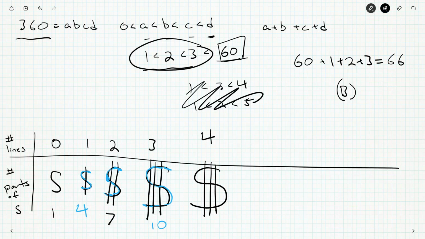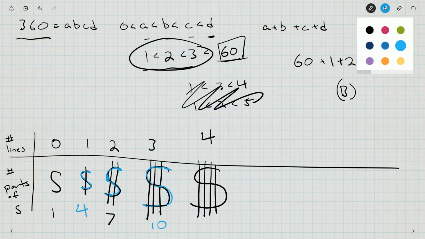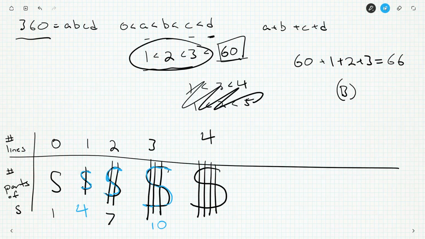I'm making my S's a little fatter just so I can fit in the lines, but it's still hopefully visible to you unless you're looking at this on a very low resolution monitor. 1, 2, 3, 4, 5 segments. 6, 7, 8, 9, 10, 11, 12, 13. Okay, so let's just take a moment. 1, 4, 7, 10, 13. You might even begin to guess what the next one is. 16. We could even draw it out.